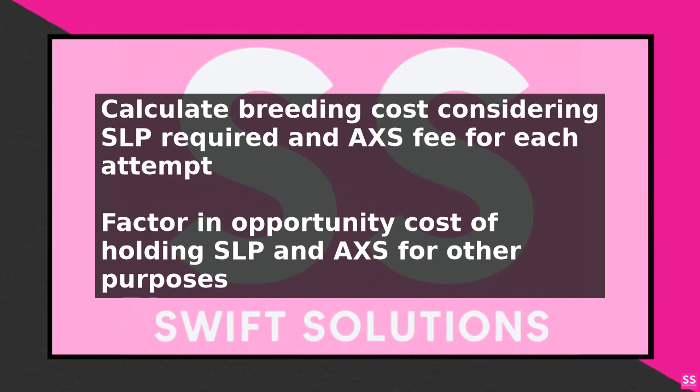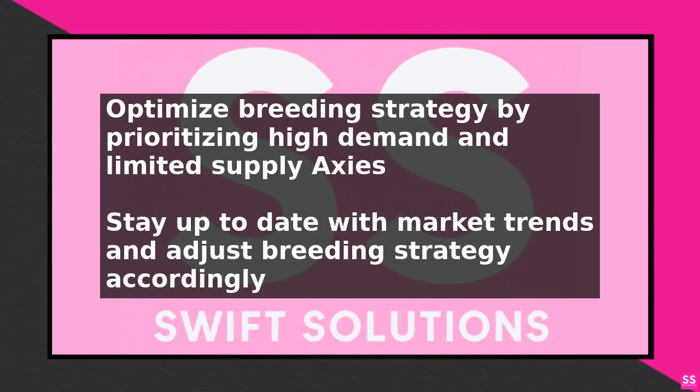Next, calculate the breeding cost by considering the SLP required for each breeding attempt and the AXS fee. The SLP cost increases with each consecutive breeding attempt, so it is crucial to factor this into your calculations. Additionally, consider the opportunity cost of holding SLP and AXS, as these tokens can be used for other purposes in the game or sold on the market.